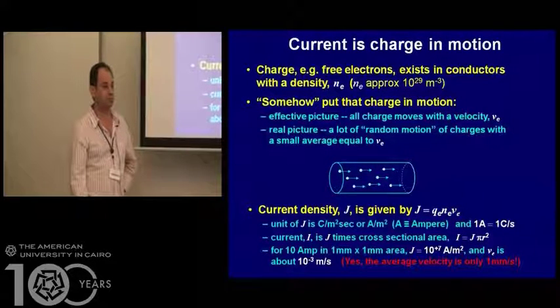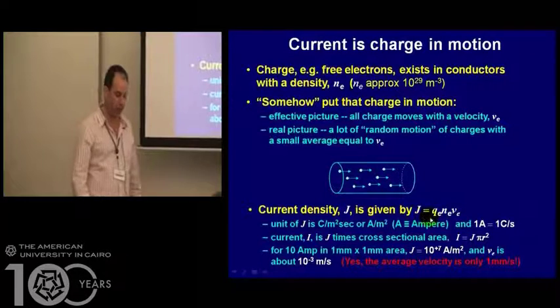So Q, the charge of the electron, times the number of electrons per unit volume, times the velocity of those electrons. Guys, if you tell me how I got that equation, we'll end the class.